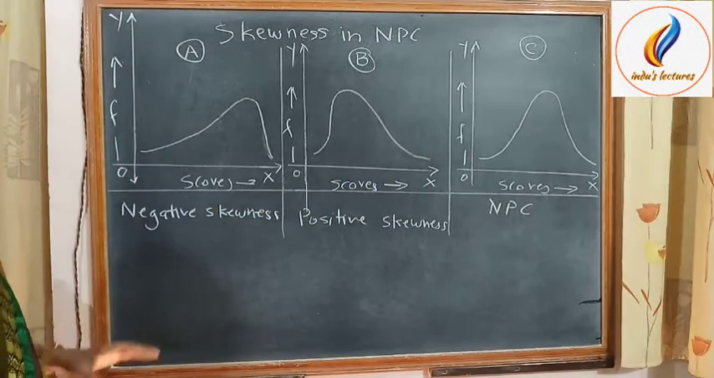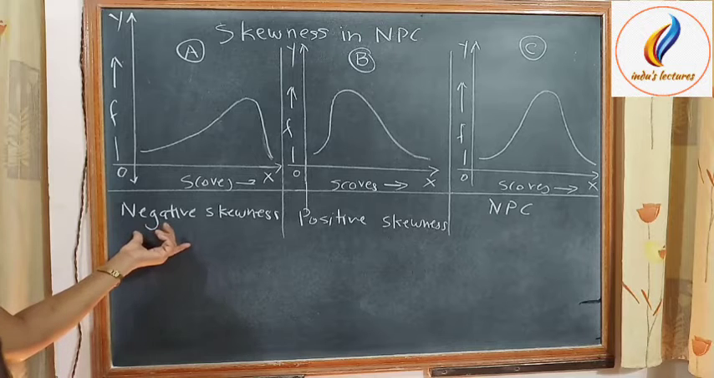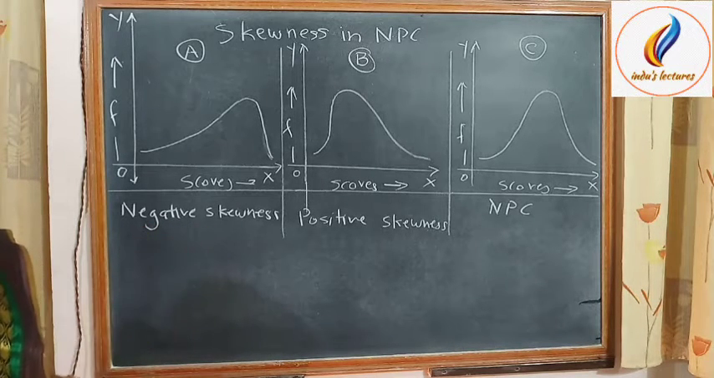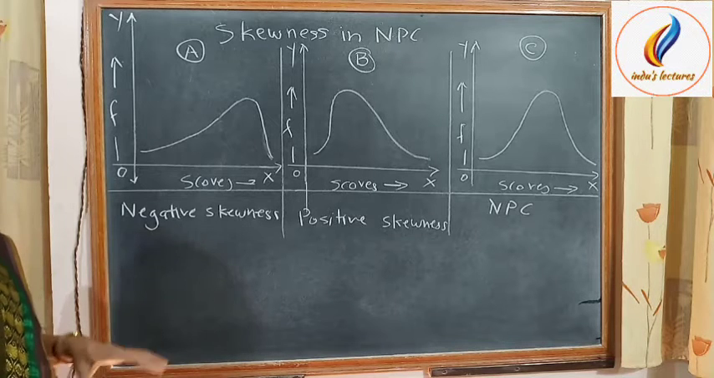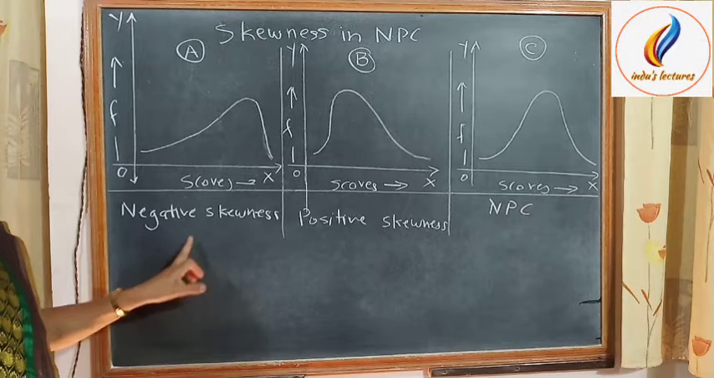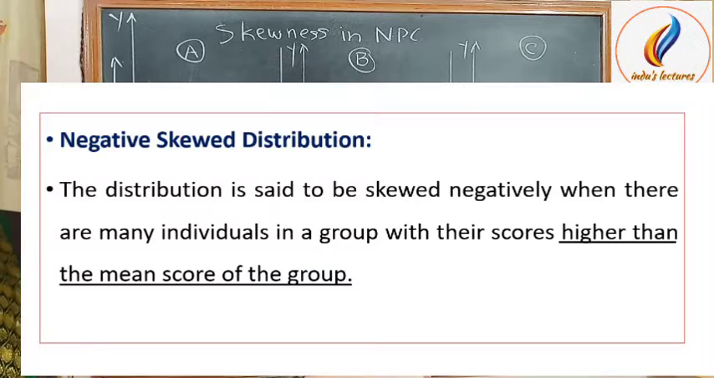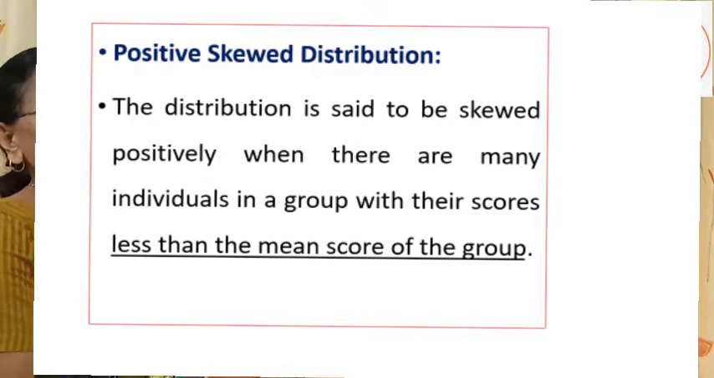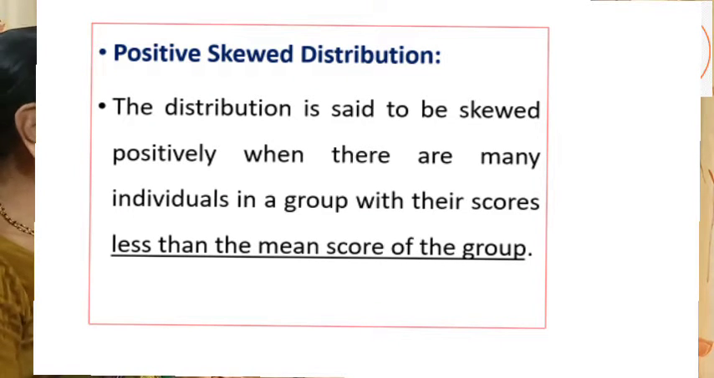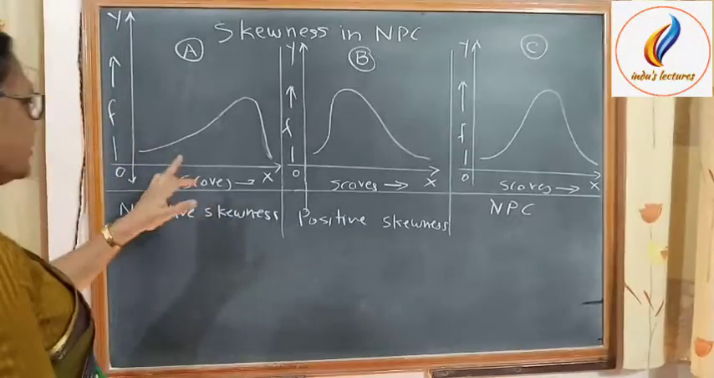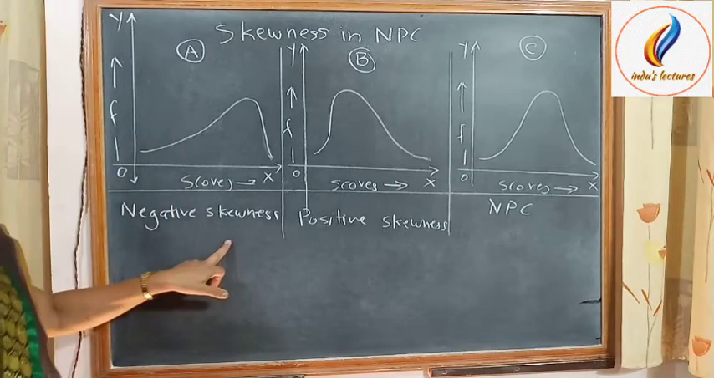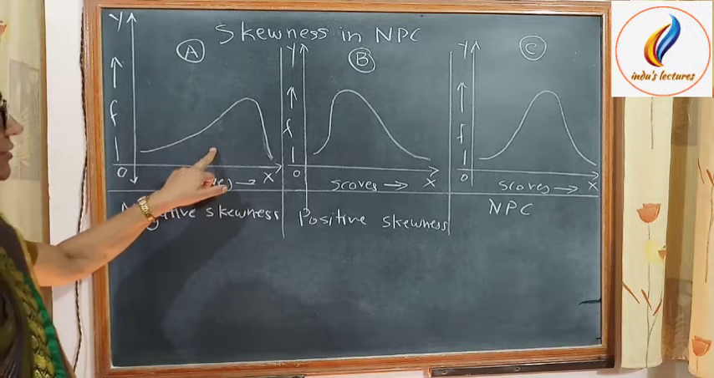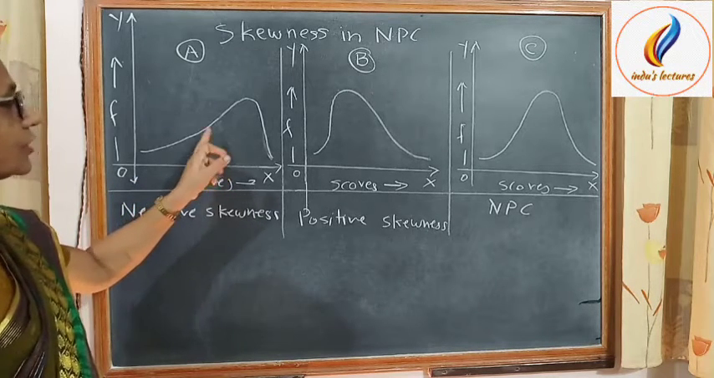It is inclined more to the left, and in positive skewness, the curve is more inclined at the right side of the ordinate. We can define skewness as follows. Firstly, negative skewness: the curve is said to be negatively skewed when the majority of individuals obtain a score more than the mean or average, and the curve is said to be positively skewed when the majority of individuals obtain a score less than the mean. So in negative skewness, the majority of individuals score more than the mean.